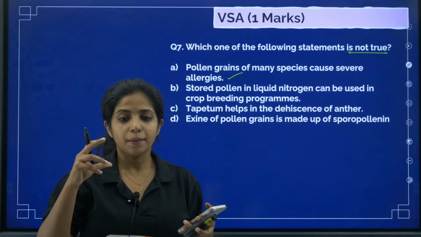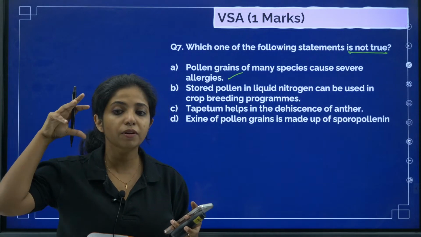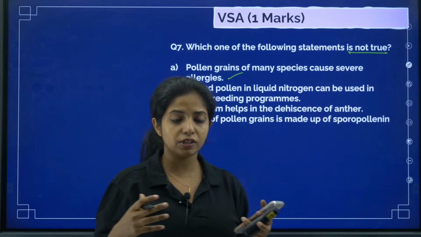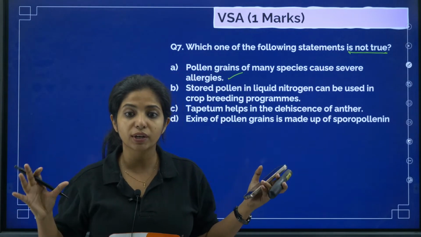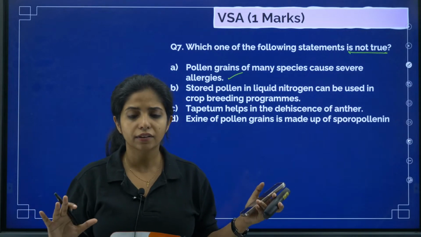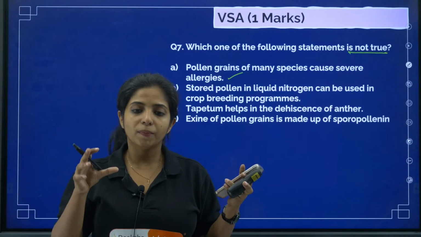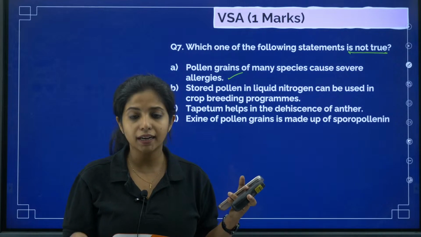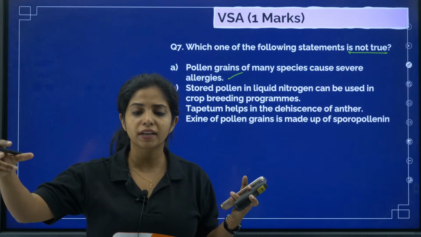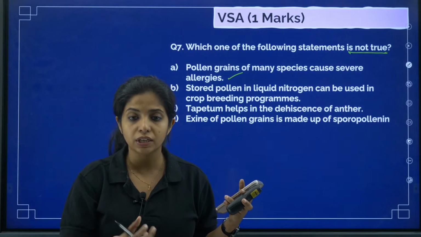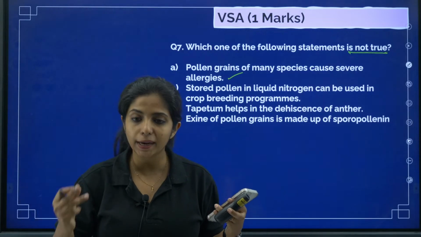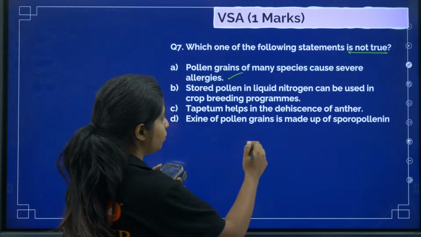What do you mean by that? Basically, I can preserve the pollen grains in liquid nitrogen because it is very suitable. Anything can survive in liquid nitrogen. It is not reactive. Now, if I am storing pollen grains like that, I can use them for crop breeding, that means I can create new plants with the help of these pollen grains. Is it true or false? It is completely true, my dear children.